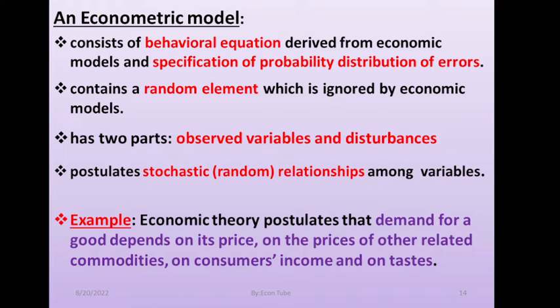An econometric model consists of behavioral equations, which are derived from economic models, and a specification of the probability distribution of errors. It also contains a random element, which is ignored by economic models. Econometric models have two parts: the observed variable and the disturbance. It postulates a stochastic or random relationship among variables.